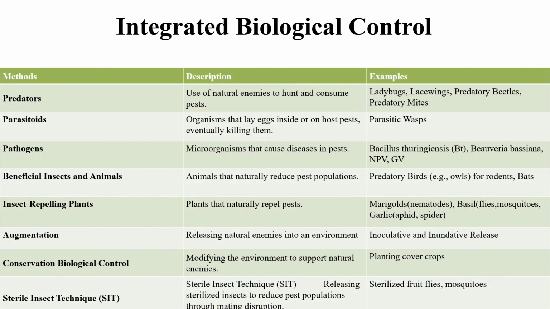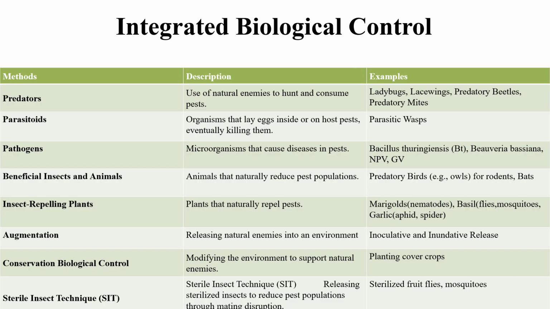Another method is integrated biological control. Integrated biological control is basically integrated pest control in which different pests which are harmful for the crops are being killed naturally by their enemies, predators, parasitoids, pathogens, or other organisms such as plants and animals, etc. So there are different methods which are being used in integrated biological control.